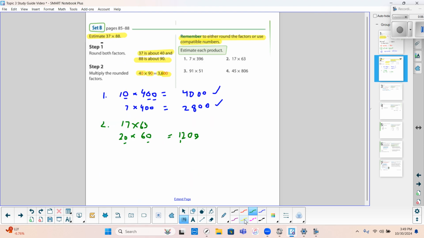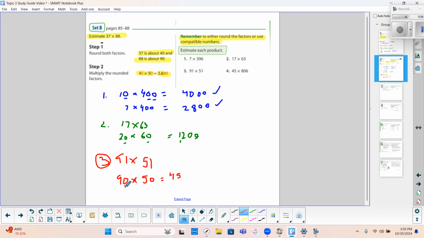Let's go down a little bit. We got more room. For number 3, which is 91 times 51. Once again, I apologize for my handwriting. Let's circle that so you don't think it's part of the problem. 91 is close to 90. 51 is close to 50. So 9 times 5 is 45.